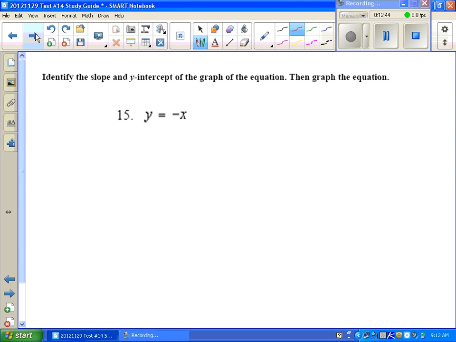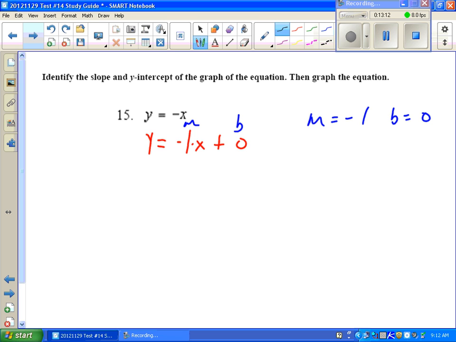15 says y equals negative x. Okay, this one's kind of tough because you can't see the slope and you can't see the y-intercept. But this says y equals negative 1x. It always has a coefficient of 1 in there if you can't see it. And it says plus nothing out here, so plus 0. Had it been written in that form, it would have been easy to see the slope and the y-intercept. So your m is negative 1 and your b is 0.